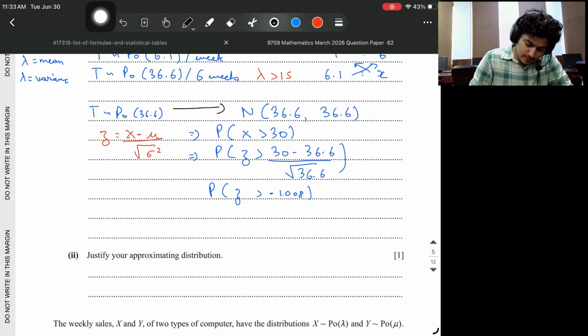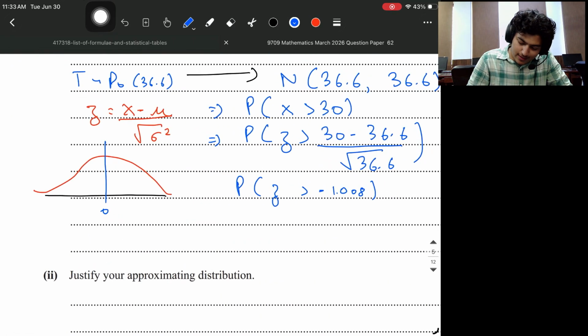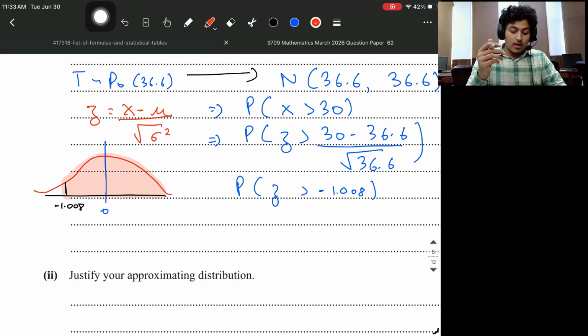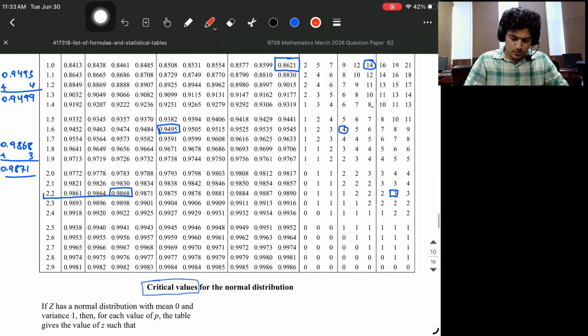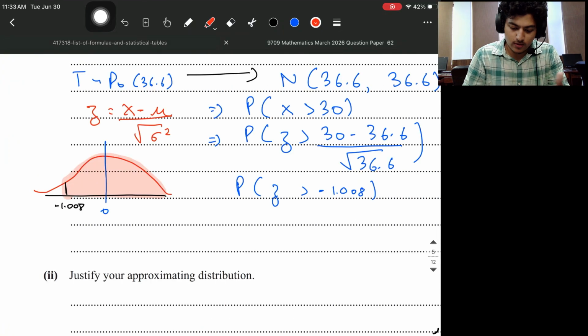If we draw the table, we need to find the probability of greater than negative 1.008. Negative 1.008 will lie somewhere over here, and we need to find the probability of greater than this, so this region that I've highlighted. Now, if you look in the z table, you'll find that there are no negative values, so you must be puzzled as to what to do. What should we do now?